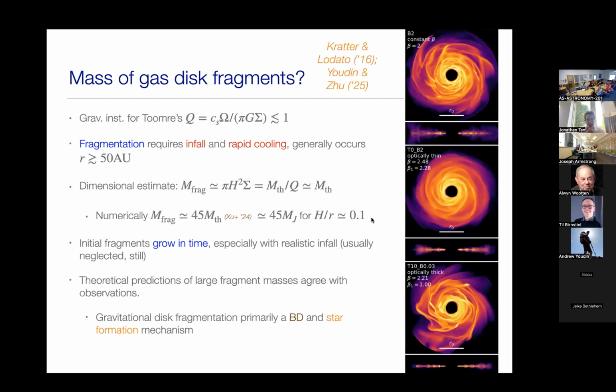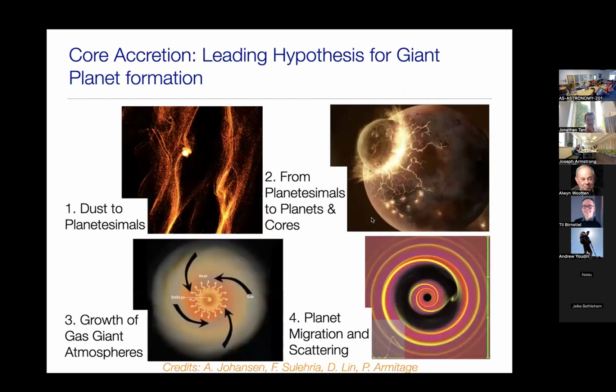All right. This is a slide where, if we wanted to talk more about what the mass of the fragments in a gravitationally unstable disk are, there's been lots of work on that, including some recent progress. I'll leave that as something we can get back to if we want.